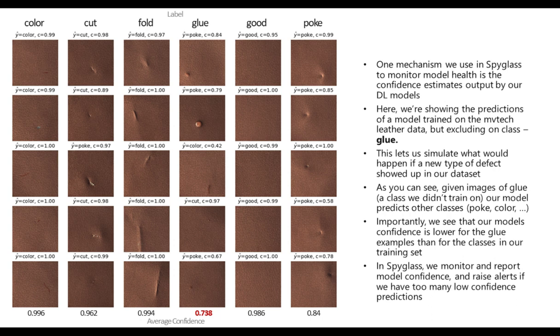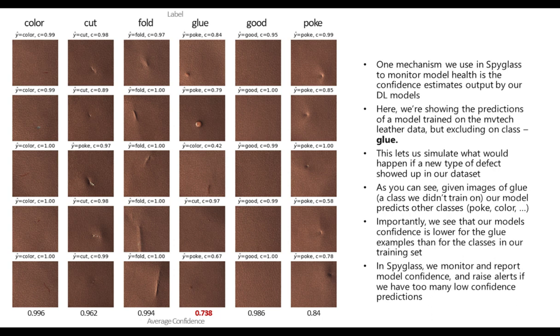Then I ran this model on this data, and this is a test set, not training data. What we're looking at here, the columns represent the true labels. The first column, it says color at the top. Those are all actually color defects. The second column is all cut defects. The third column is all fold defects. If you look in small text right above the image itself, that is the prediction. That little y hat means what the model is predicting. You can see that our model gets all the color examples right, all the cut examples right, all the fold examples right.